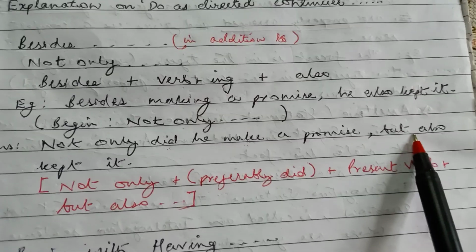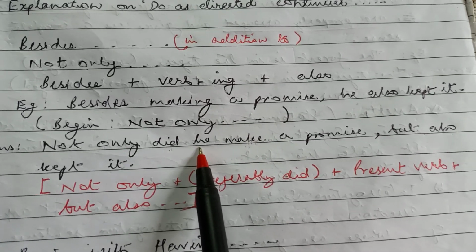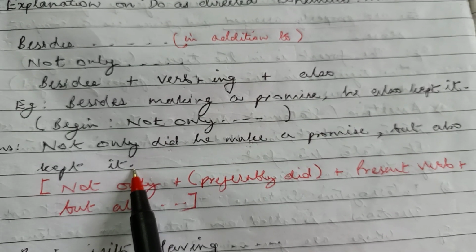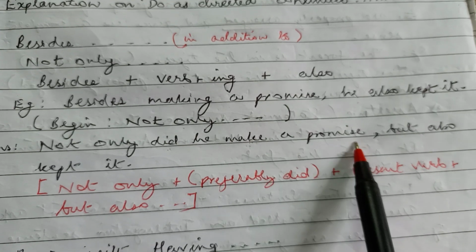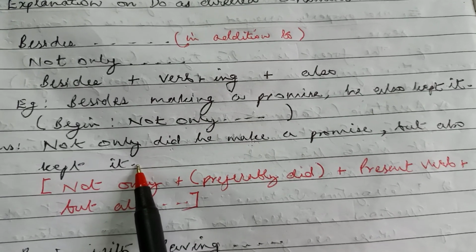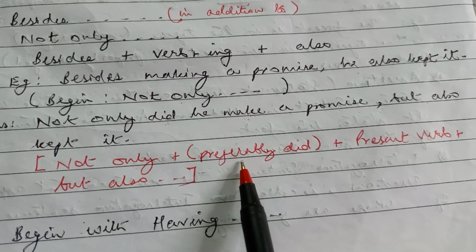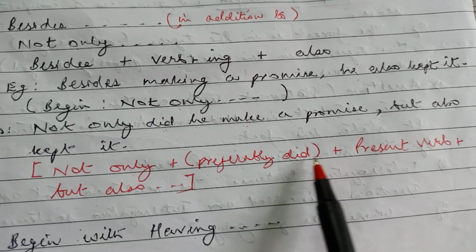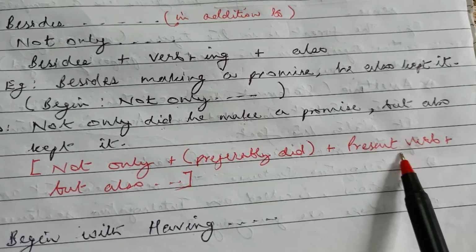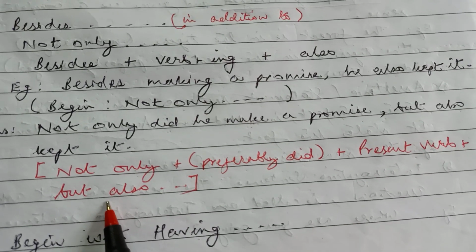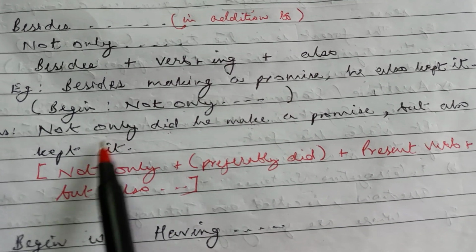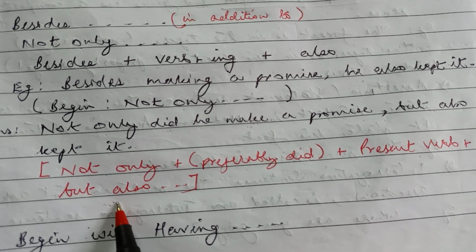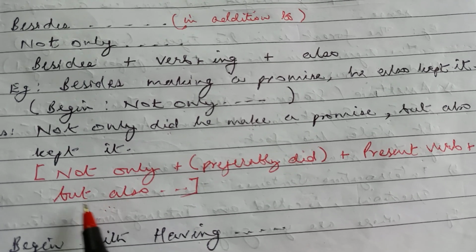So repetition of he is not here because we are talking about the same person, right? And we have a comma used in the sentence, and the sentence ended with a full stop, right? Not only did he make a promise, comma, but also kept it. So this is how we frame. So with not only, preferably we are using did when we are talking about a person, right? And whenever we are using did, the verb becomes present, right? And we are using the words but also. Not only will take but also in the sentence. They must go together. They are the pairing words, right?